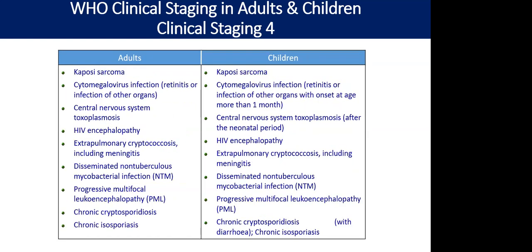Continuing with the list: Kaposi sarcoma, CMV infection, retinitis or infection of other organs, CNS toxoplasmosis, we talked about this earlier, HIV encephalopathy, extrapulmonary cryptococcosis, particularly meningitis, disseminated NTM or non-tubercular mycobacterial infection, PML or progressive multifocal leukoencephalopathy, chronic cryptosporidiosis, chronic isosporiasis.